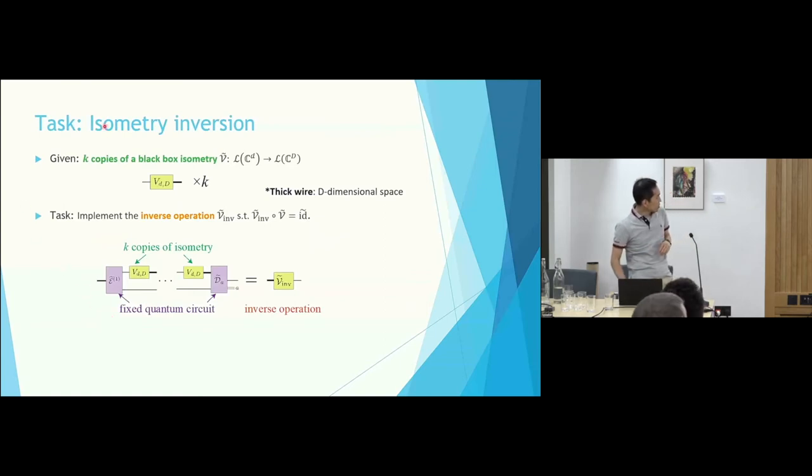We're given k copies of a black box isometry given by some operation from a little d dimension to a large D dimension, and we use that k times. And this thick wire, if you see a thicker wire, corresponds to the larger dimension capital D. Then the task is to implement the inverse operation, defined such that if you apply these two channels, you go back to the identity operation on the small d dimension system. And this would be the circuit description of the problem.